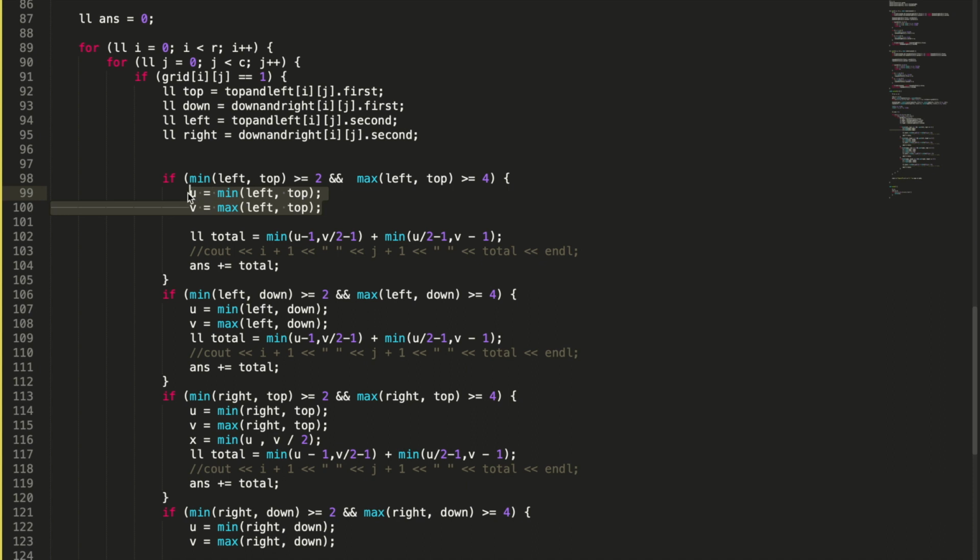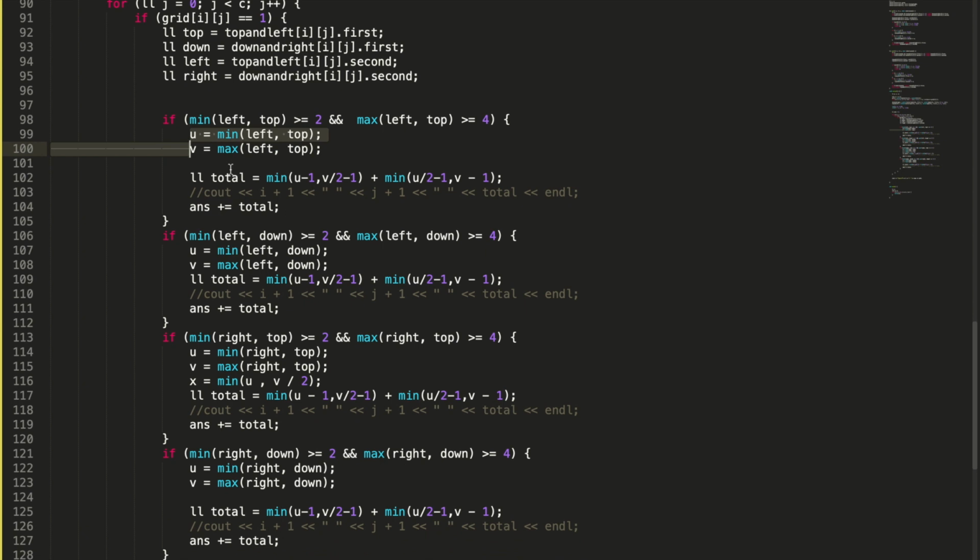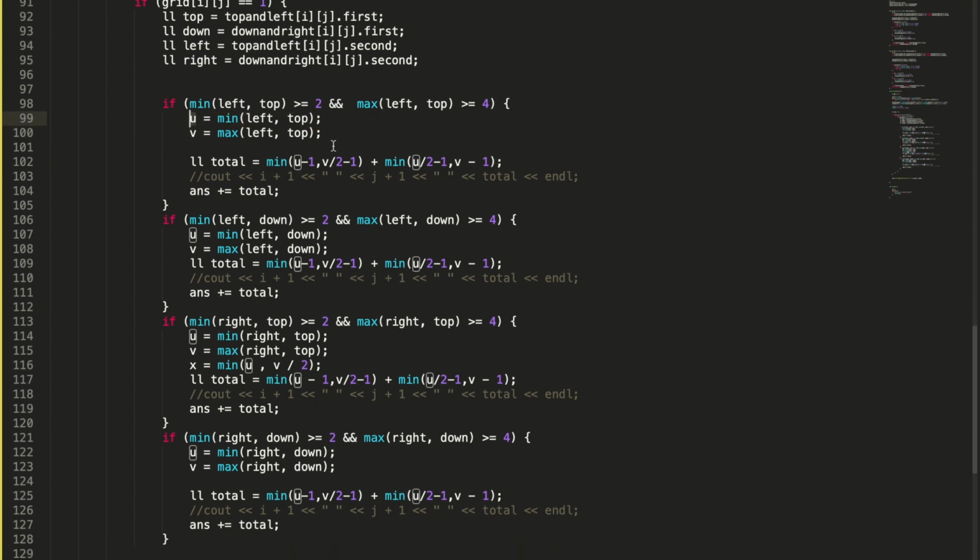Because if this is not so, then we don't have to consider this. Suppose if it's 2 comma 2, then no valid L shape can be created, right? So that is why we make a check here that the minimum value should be greater than or equal to 2 and the maximum value should be greater than or equal to 4. So here we take the value u comma v as we discussed in the solution. u is the minimum of the two direction values, and v is the maximum of the two direction values.